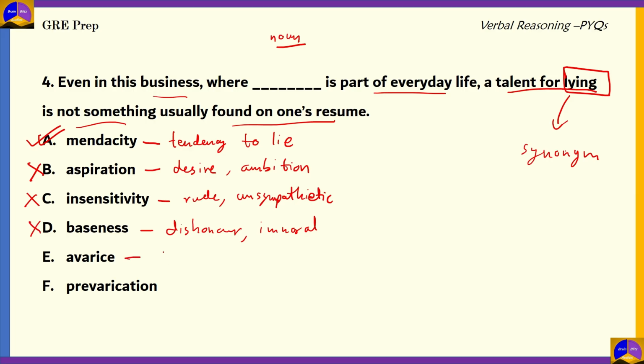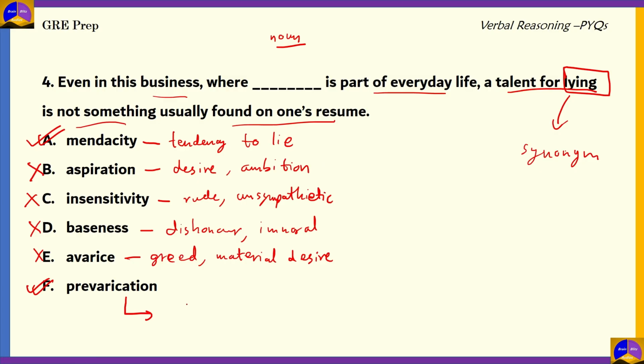Option C is avarice, which translates to greed and material desire. So if someone is desirous of money or other worldly things, then he is said to have exhibited avarice. So again, something that is not directly related to lying, so option E is incorrect. Option F is prevarication. That's the only option left, and we know that mendacity is correct. The other options were incorrect, so F has to be right.